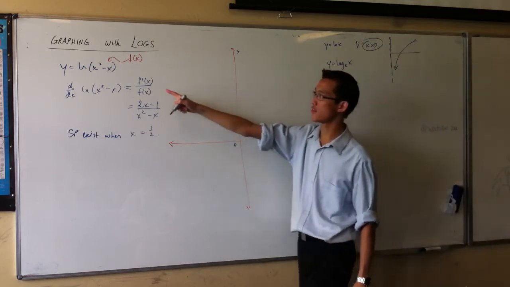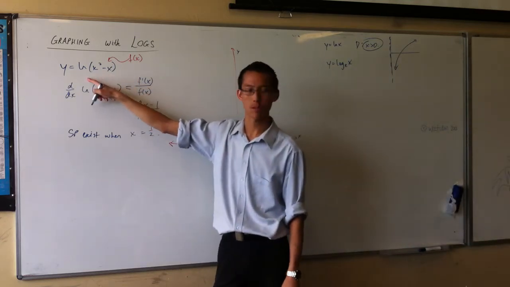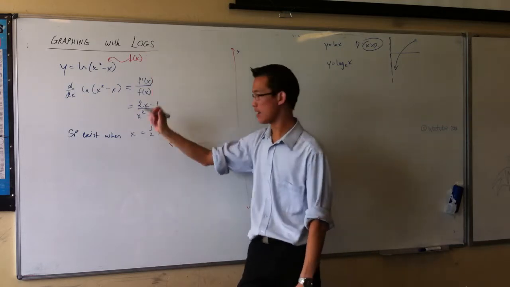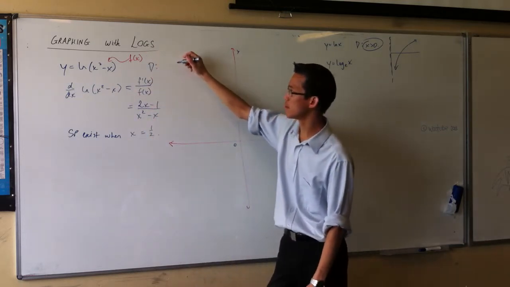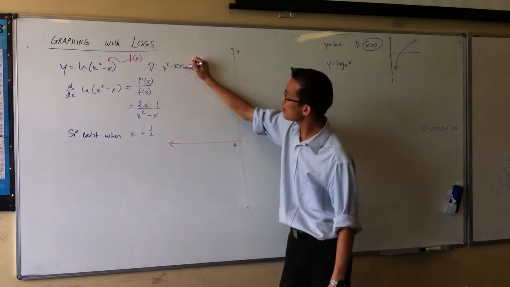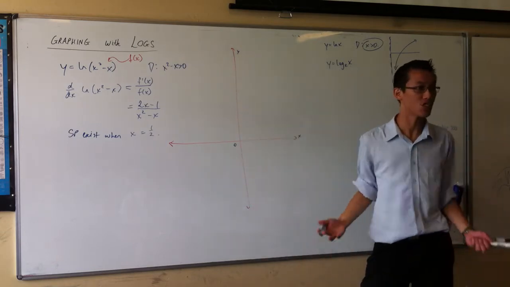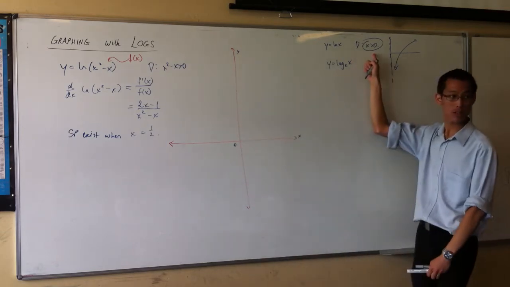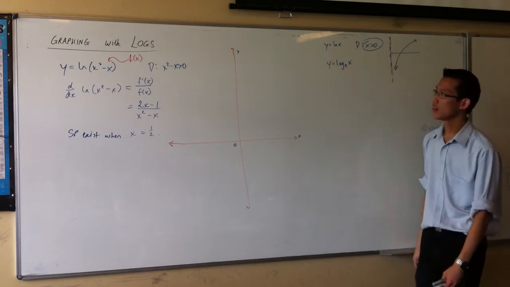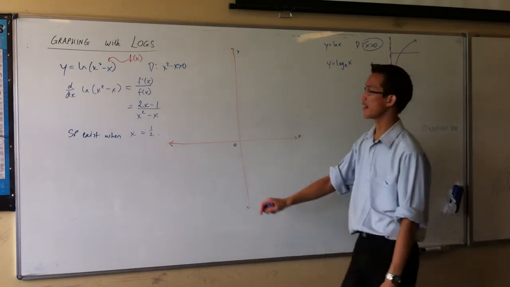But when I come over to this function, I don't have just standard old x. Instead of x, I've got that. So if I want to think about the domain, then that inside function has to be positive. It has to follow the same rules as I established over here. So x squared minus x is greater than 0. I can factorize that.